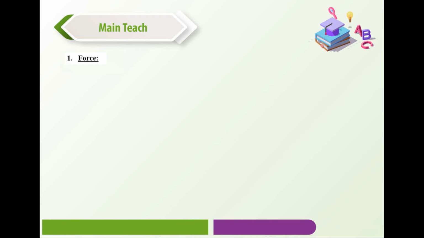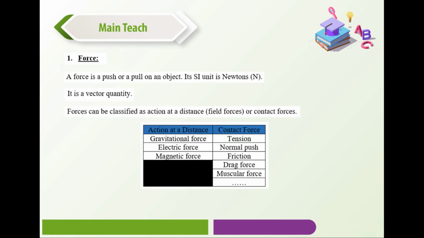Hello APC Mechanics students, in Unit 2, Newton's Laws of Motion, Class 1 Forces, Part 1. Section 1, Force. A force is a push or a pull on an object. Its SI unit is the newton, capital N. It is a vector quantity.